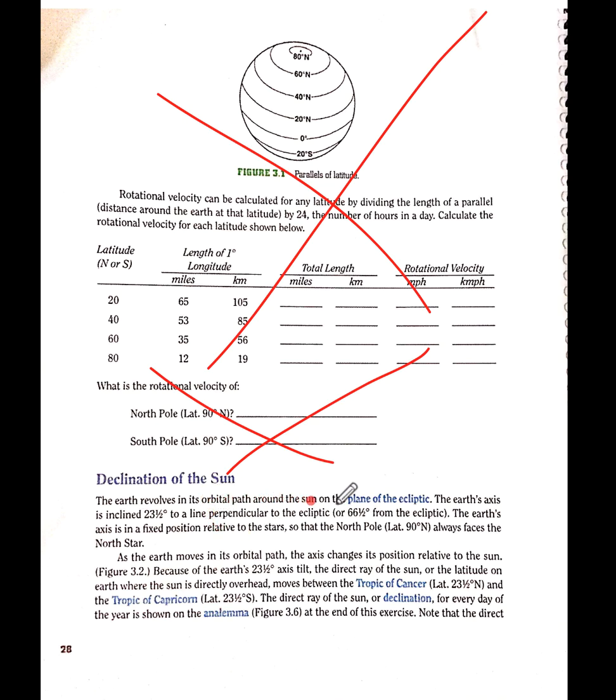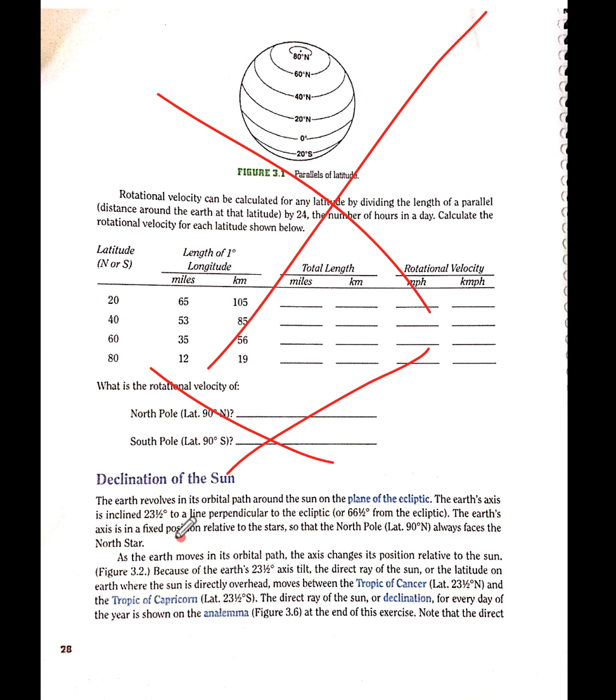The Earth revolves in its orbital path around the Sun on the plane of the ecliptic. The Earth's axis is inclined 23.5 degrees to a line perpendicular to the ecliptic, which is 66.5 degrees from the ecliptic. Remember, 23.5 degrees is your tropics. From last week we learned that, and I explained to you that throughout the semester. When you see 23.5, you can take 90 degrees and subtract 23.5 degrees, and you'll get 66.5 degrees. So the Antarctic circles start at 66.5 degrees, where our tropics are at 23.5 degrees. We always say it's close, but it's 23.5 degrees.